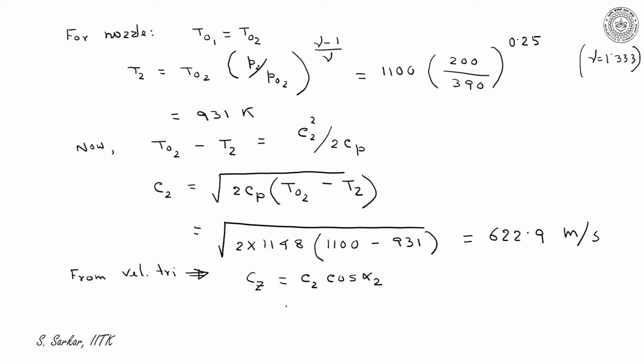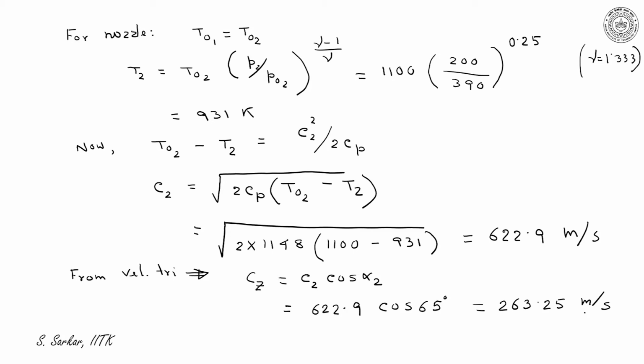C2 is equal to 622.9 cos alpha 2, cos of 65 degree. If you evaluate, you will get 263.25 meter per second.